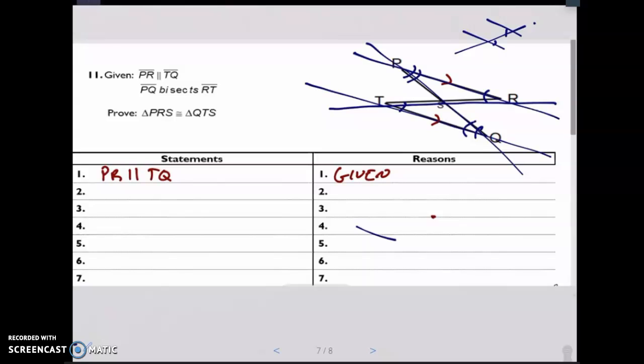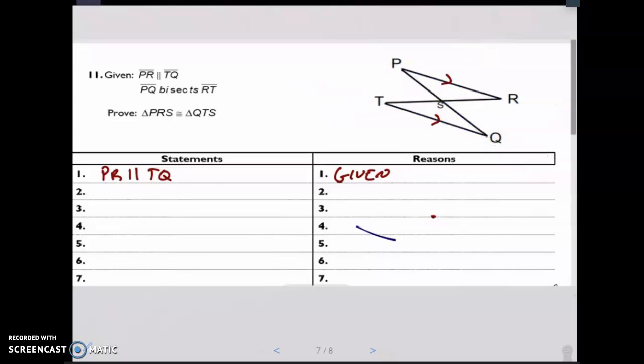So I don't care which one you do. You can do them both if you want to. There's a lot of different ways to do this one. So we just found P congruent to Q. And again, we can call it by one letter because there's only one angle at that vertex. So we can call it angle P is congruent to angle Q. Because if parallel, then alternate interior angles are congruent.